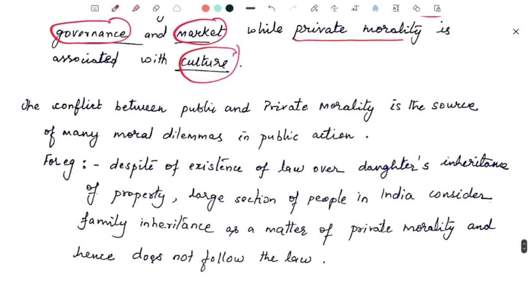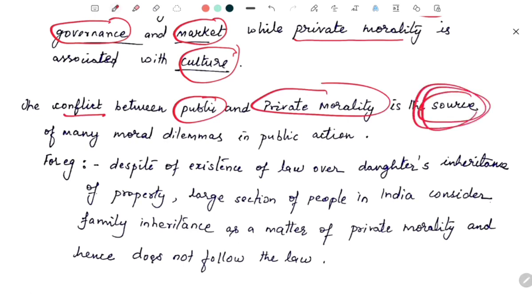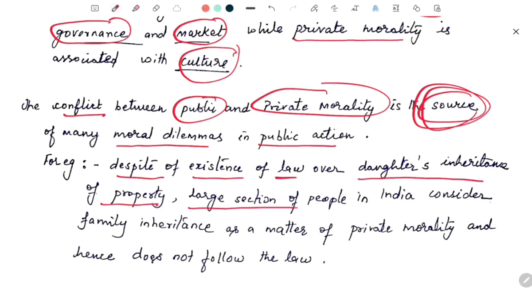Now, there is also a conflict. When they ask you about conflict, you can give one example. The conflict between public and private morality is the source of many moral dilemmas in public action. For example, despite the existence of law over daughters' inheritance of property, a large section of the people in India consider family inheritance as a matter of private morality. Hence, they do not follow the law.